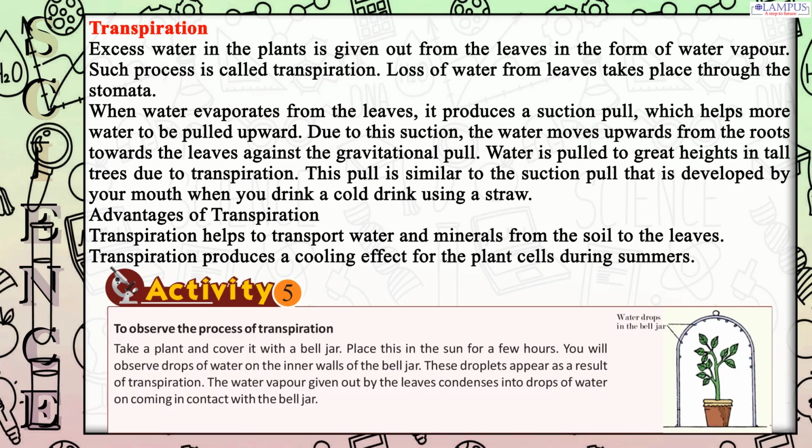Activity 5. To observe the process of transpiration. Take a plant and cover it with a bell jar. Place this in the sun for a few hours. You will observe drops of water on the inner walls of the bell jar. These droplets appear as a result of transpiration. The water vapor given out by the leaves condenses into drops of water on coming in contact with the bell jar.